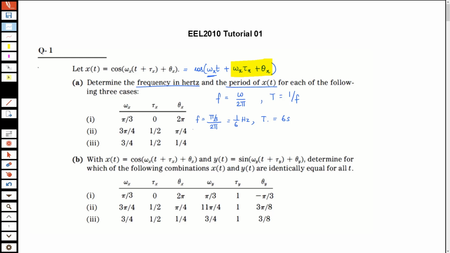Right? For the second case, f is 3 pi by 4 upon 2 pi, which is equal to, pi and pi get cancelled, 3 by 8 hertz, and therefore time is 8 by 3 seconds. And for the third case, f is equal to 3 by 4 divided by 2 pi, which is 3 by 8 pi hertz, and as a result time is 8 pi by 3 seconds.